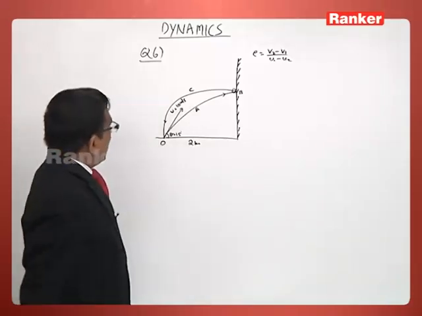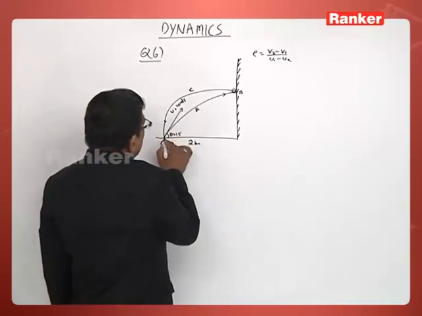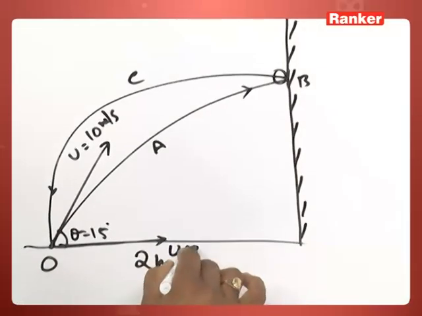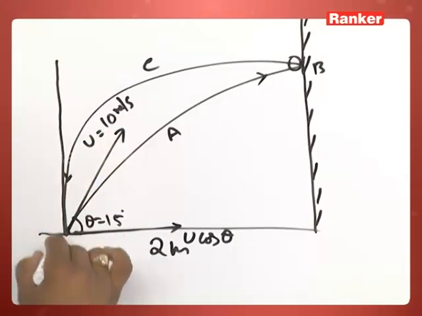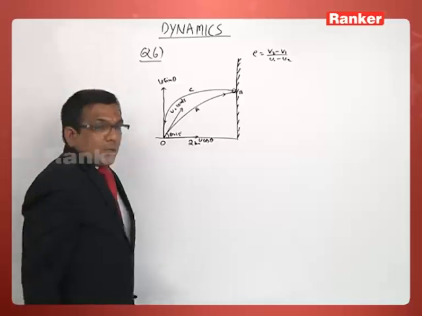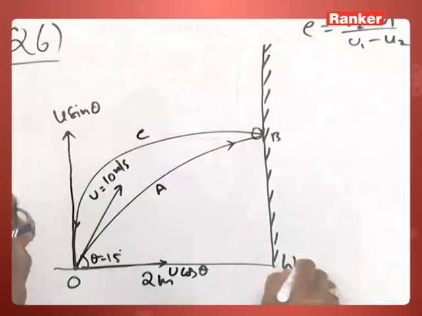Let us see what are those velocities before and after collision. You know, for a projectile, whenever it is thrown at a certain angle, you can resolve it into two components. The component of velocity in this direction is u cos theta. The component of velocity in this direction is u sin theta. Now, after the ball collides with the wall, this is the wall.